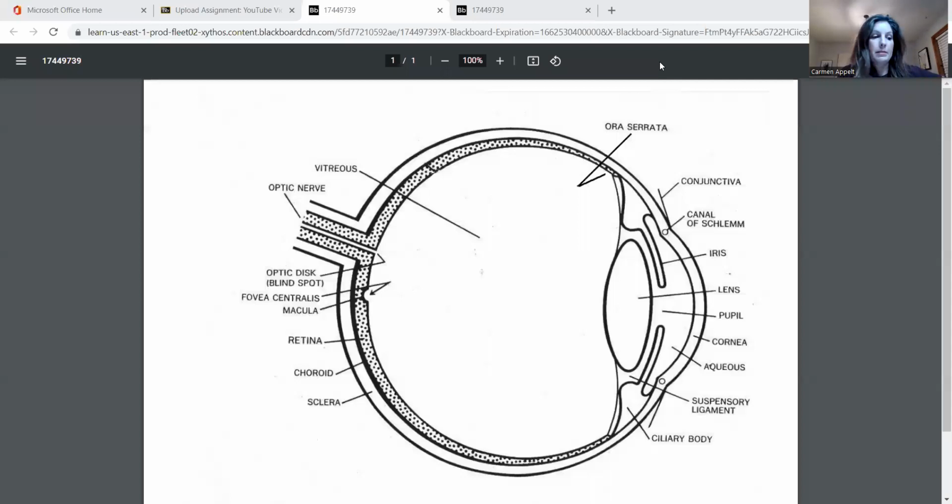The eye is made up of two segments. The posterior segment, which is the back 2/3 of the eye, and then the anterior segment, which is all these parts in the front, and that's where we're going to start.